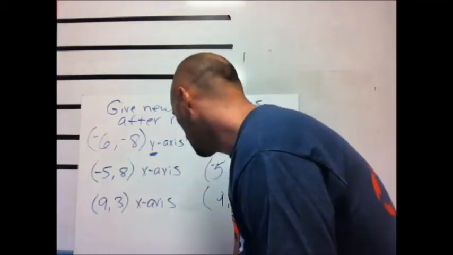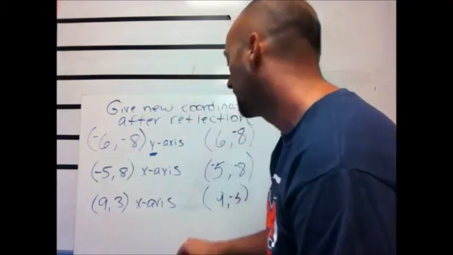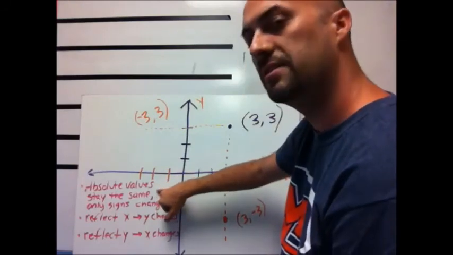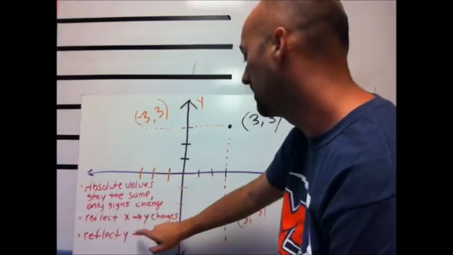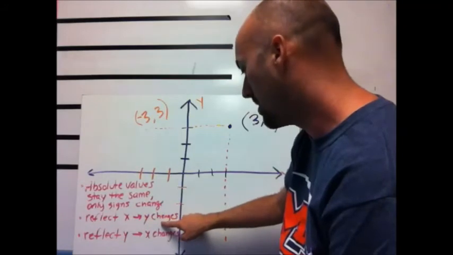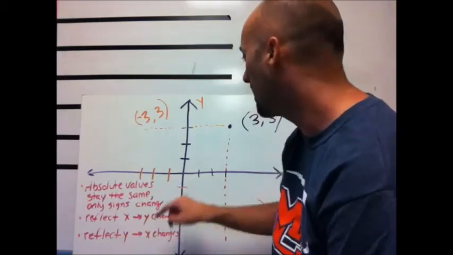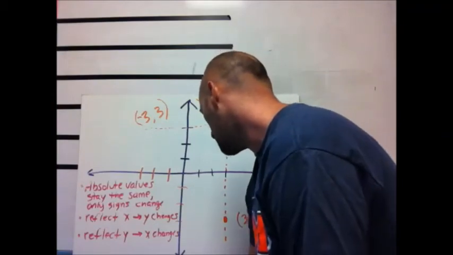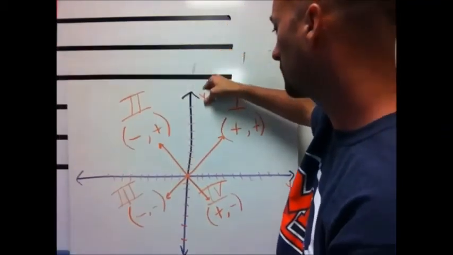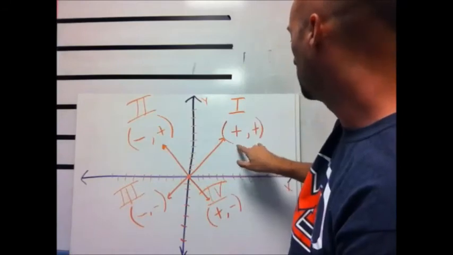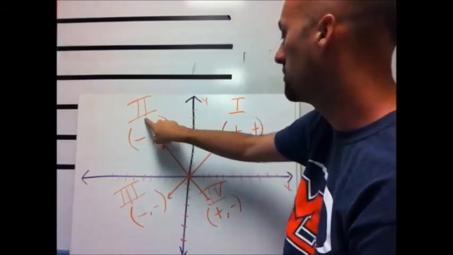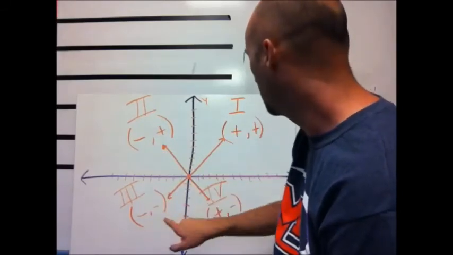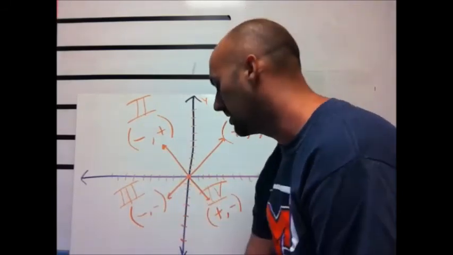All right. So let's review a couple of those main points there. When I am reflecting, absolute values stay the same. The only thing that changes are the signs. If I reflect x, y changes signs. If I reflect y, x changes the signs. And then let's review those quadrants as well. Quadrant 1, positive, positive. Quadrant 2, negative, positive. Quadrant 3, negative, negative. Quadrant 4, positive, negative.